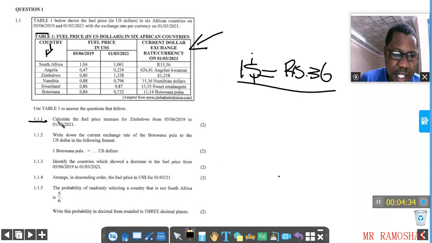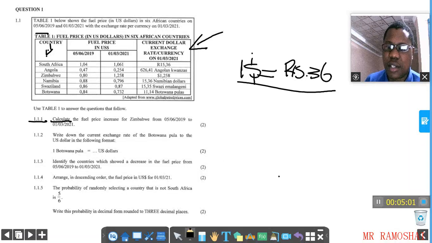Okay, we go to 1.1.1. They say the action verb. What I like is that you have to know what the action verb is here. So the action verb here clearly tells us to calculate the fuel price increase for Zimbabwe from 5th of June 2019 to 1st of March 2021.